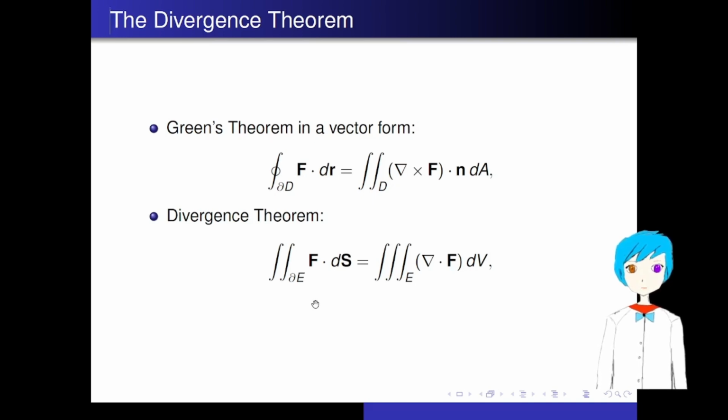So if we extend the Green theorem to 3D, we may guess that the double integral, the surface integral, equals a triple integral, and that's the divergence theorem. The surface integral of a 3D vector field on the boundary of a region equals the triple integral of the divergence of the vector field inside this region.